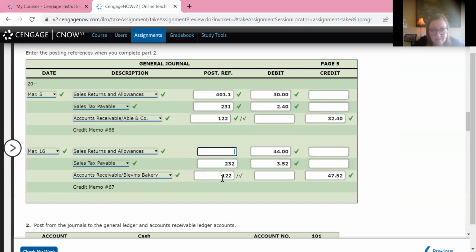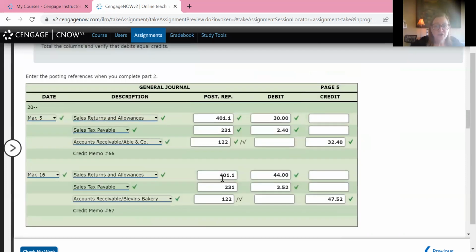You have to watch what you're doing because you could easily make a little error that gets you to X, even though you understand what you're doing. Okay, so we got the general journal posted.